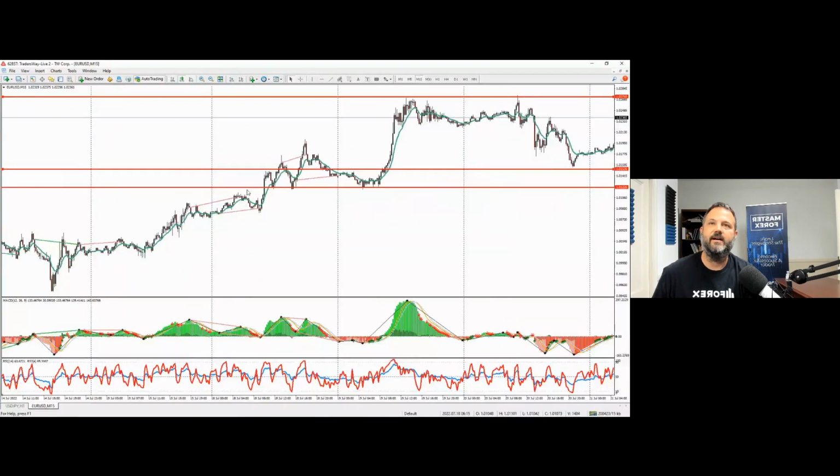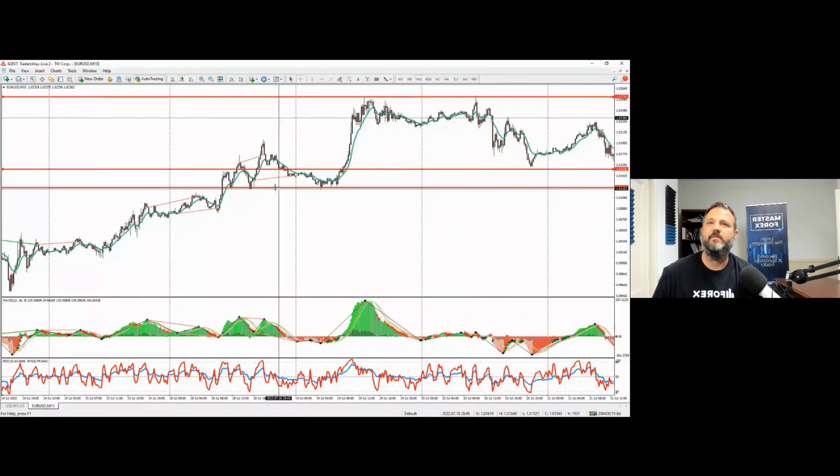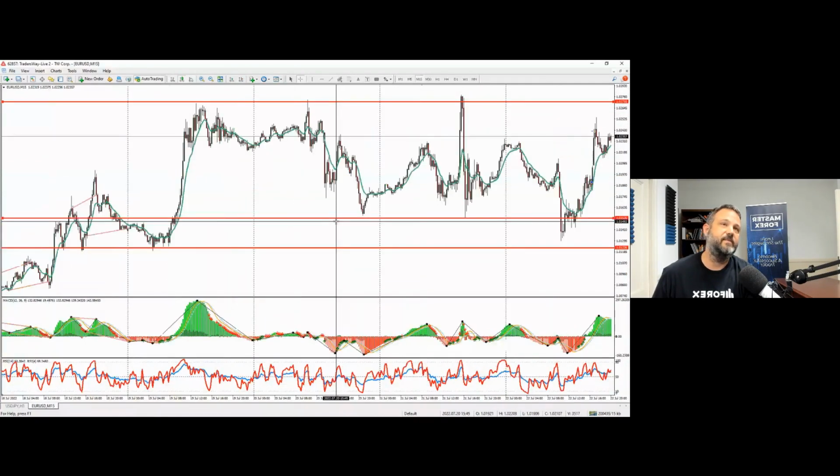You'll notice it hit the bottom of this range here on the 18th. Since then, it's been ranging, right? It's been ranging since the 18th. And what we'll notice is during that period, the black dot on the MACD works beautifully.